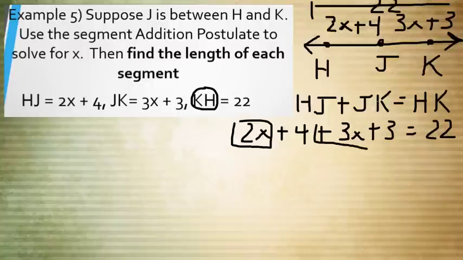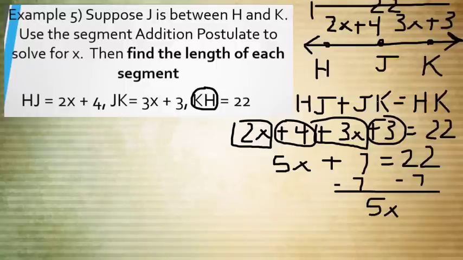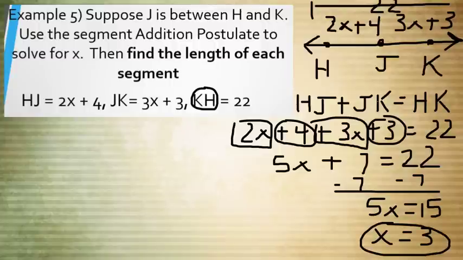Combine our like terms, 3x and 2x, so 5x plus 7. Subtract 7 on both sides. 5x equals 15. And we're going to have x as a value of 3. Now again, that's part of what we want to do, but we also want to find the actual length of HJ and JK as well.